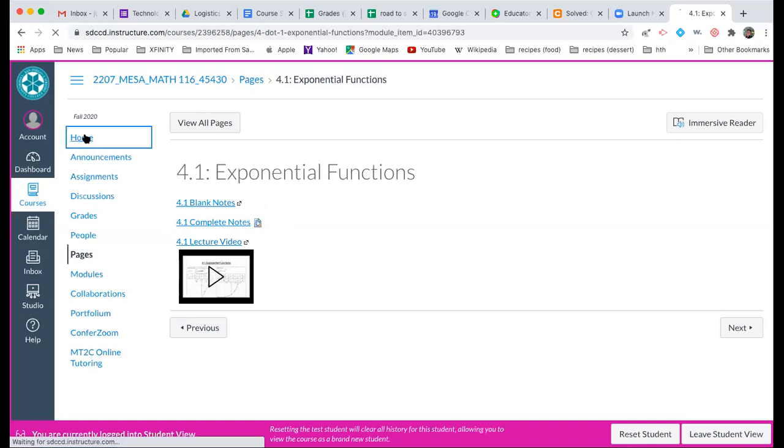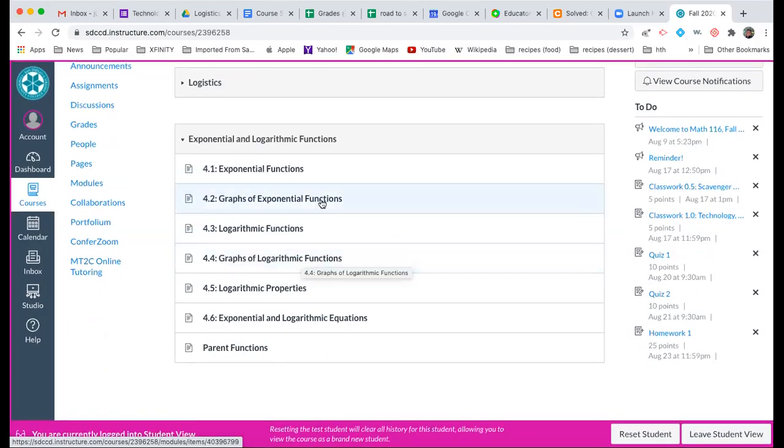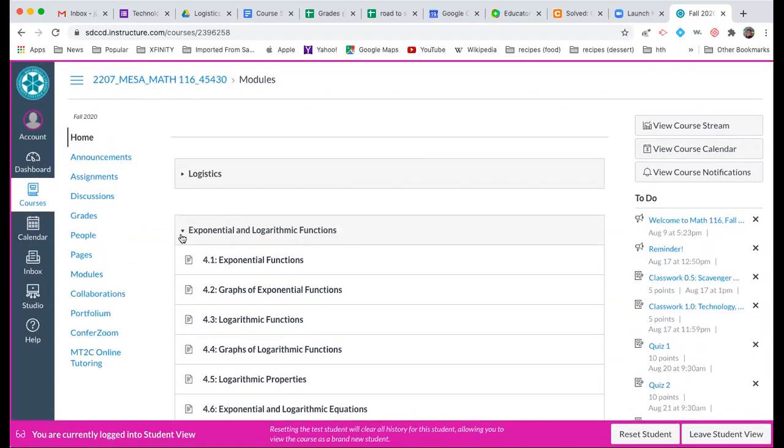So in preparation for today, if we go back to the home page, the goal for today is to cover 4.2, 4.3, and 4.4. Okay, so that's our goal for today, to get through the first half of this chapter. And then next week, we're going to be covering 4.5, 4.6, and parent functions. And then we're going to have our first exam on Thursday of next week. Okay, so that's it for the content reminders.